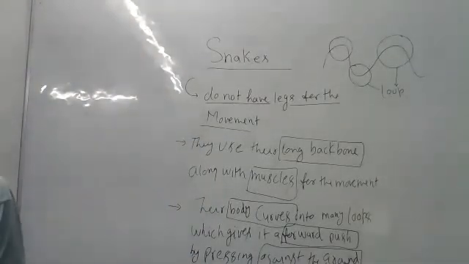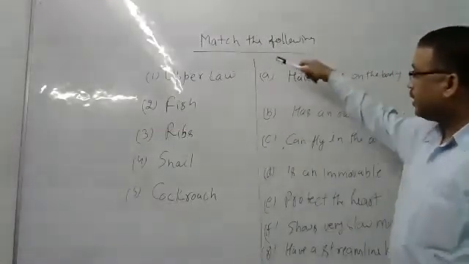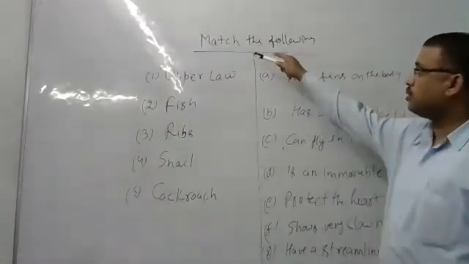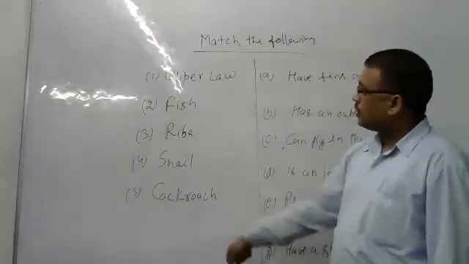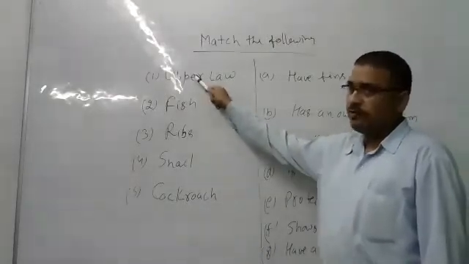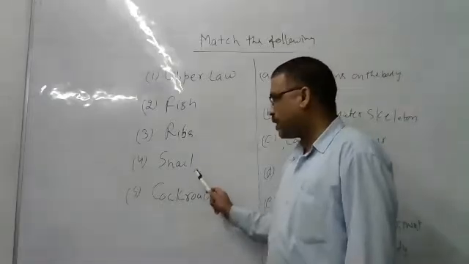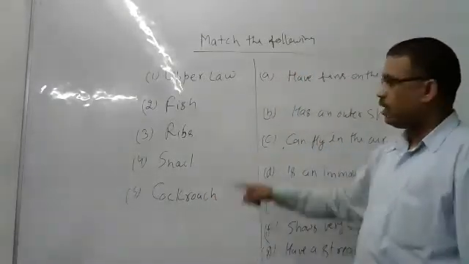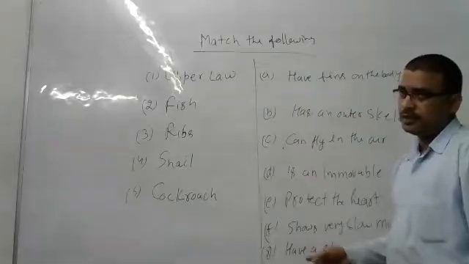Now I am going to allow you to ask any question. Let me pause this video. Okay, this is the question, and in this question you have to match the following. Column A talks about the upper jaw, fish, ribs, snail, and cockroach. Now you have to match from column B.